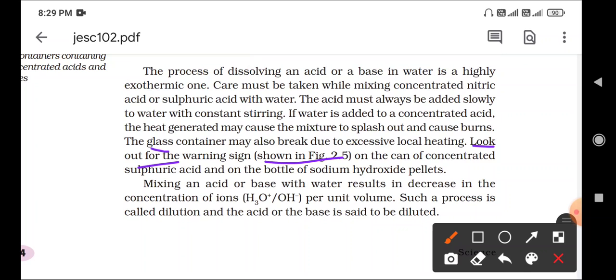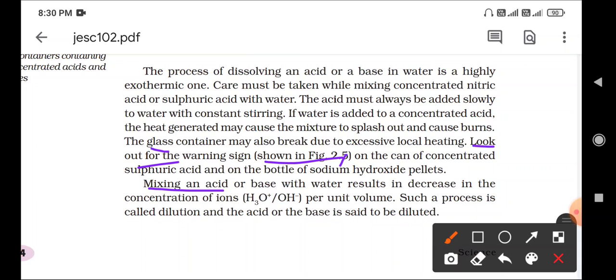2.5 on the can of concentrated sulfuric acid and on the bottle of sodium hydroxide pellets. So the concentrated acid and the concentrated base written on those bottles should be handled with great care, otherwise they will harm us and cause a burn. Simple.